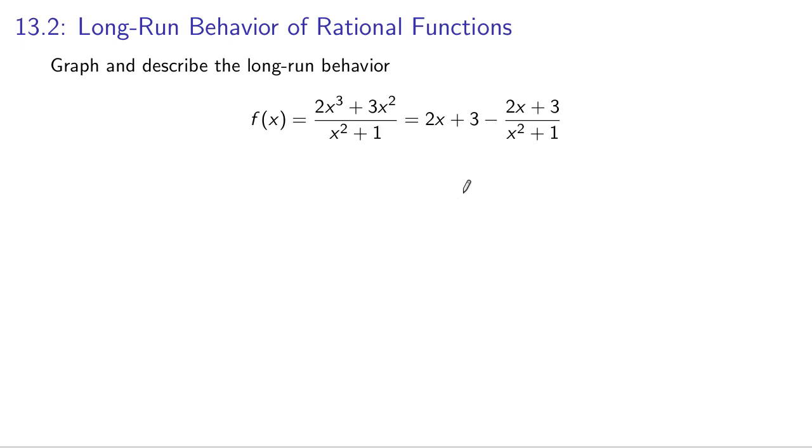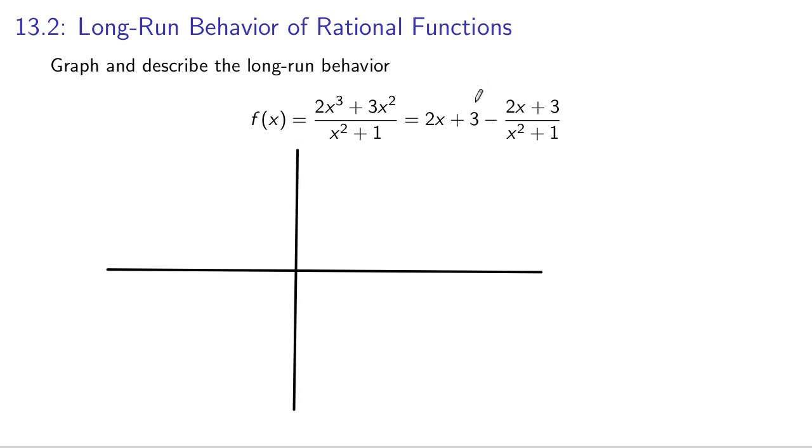Another example with a slant. This one will have a slightly different slant. Here we have the rational function given by this expression, and it's already put into quotient form for us. Here's the quotient form. So if we think of the graph of this function, then the long run behavior is going to be given by this line, 2x plus 3.